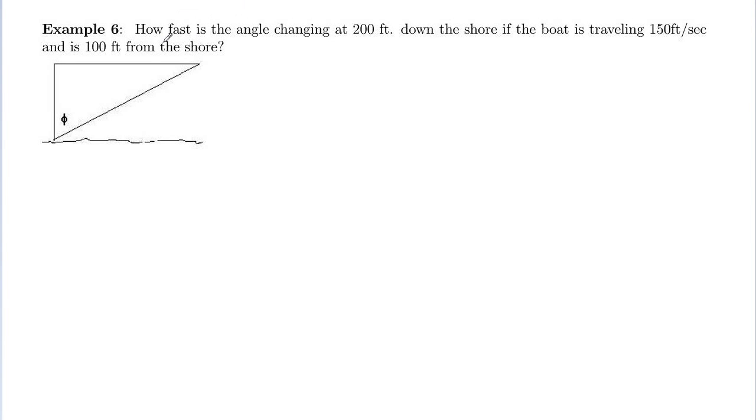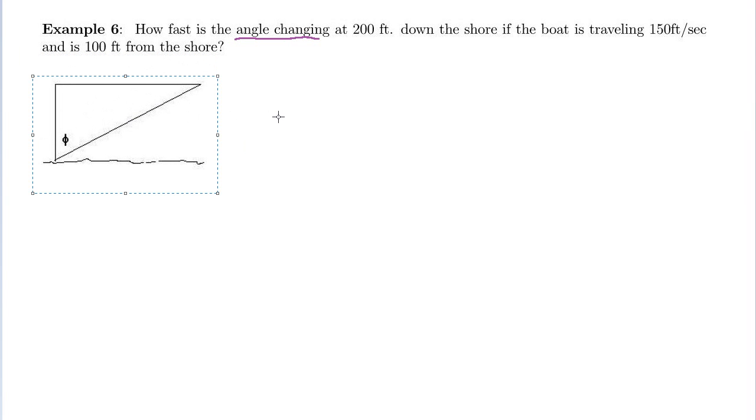In example 6 here, we want to look at how fast is an angle changing. That's going to be a derivative at 200 feet down the shore if a boat is traveling at 150 feet per second and 100 feet from the shore. So here's our picture, and this idea for this problem comes from the Kankakee Regatta, where they have these incredibly fast boat races every year.